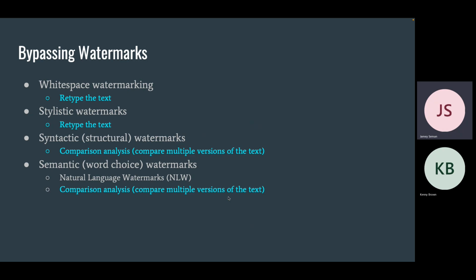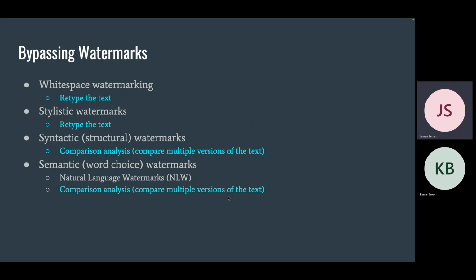So retyping the document will preserve these watermarks, right? They're what are known in watermarking circles as being robust, right? Robust means that you could kick it, cover it in mud, whatever, it will survive. And the same thing is true with stylistic and natural language watermarks: if you retype everything, you keep preserving the differences. So kind of the point of attack here is to do what's known as a comparison analysis, right?